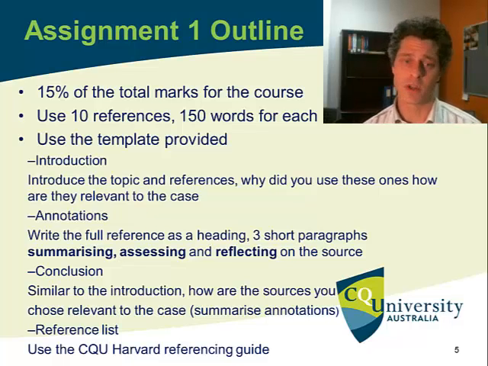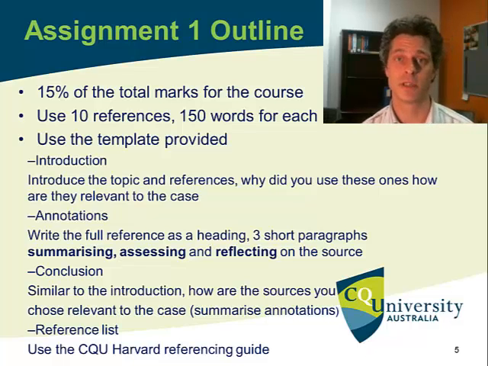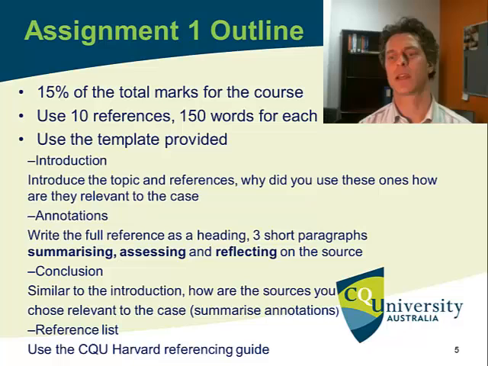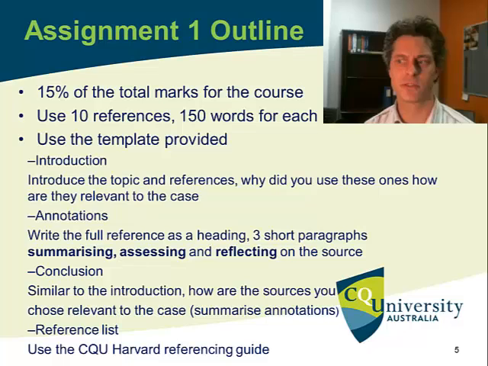Moving on to the actual annotations where you put your 10 references. Here you have to write the full reference as a heading, exactly as it would go in a reference list and exactly as it will go in your reference list, using the CQU Harvard referencing guide to do that. Then you want to follow that heading reference for each annotation with 3 short paragraphs. The first one summarizing what the reference was about, what are the main points, what are the main findings, what does the source discuss.